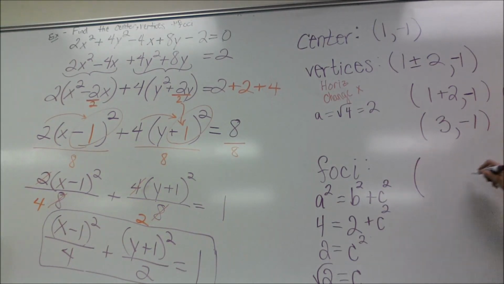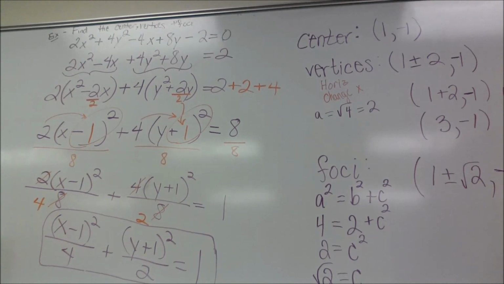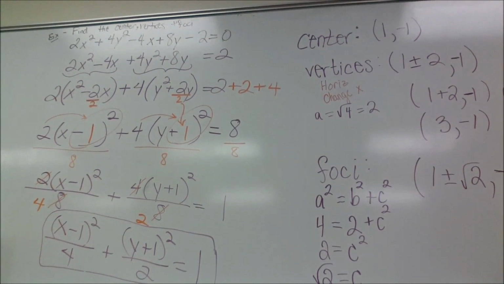The foci are going to be 1 plus and minus the square root of 2, and negative 1 for your y value. If you want to find out what decimal that is, that's fine. Or values rather, because it's 2 of them. But you don't have to because you're not asked to graph it. When you're asked to graph it, you actually have to mark the foci, so you're going to want the actual decimal value. Does that make sense? Okay, I'm going to pause.